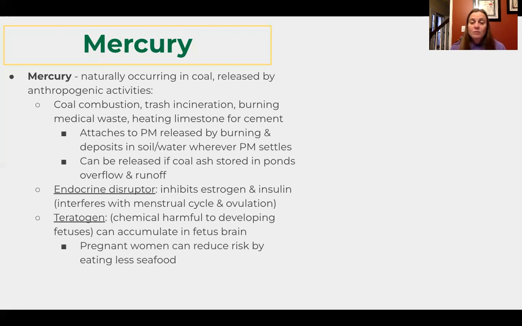Mercury is also known to be a teratogen, which means that it is harmful to developing fetuses. It can actually accumulate in the brain of a fetus, which is why pregnant women are usually advised to avoid eating large predatory fish, particularly, but seafood in general.